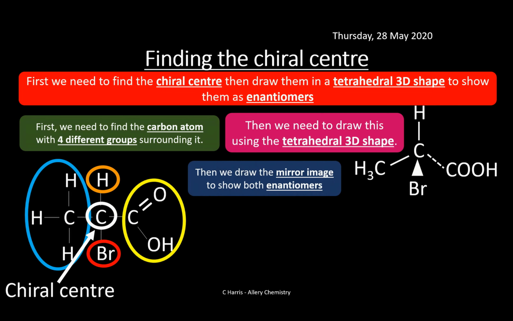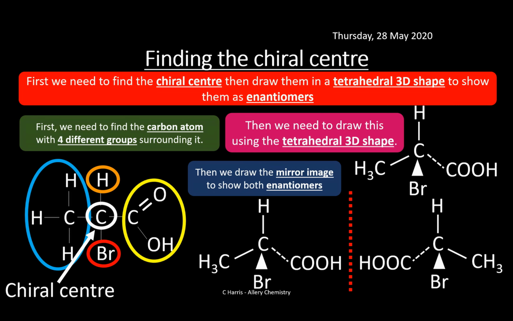We then draw our mirror image to show both of our enantiomers. We draw a mirror line down, and we draw the mirror images of both of them, and that's effectively how you show that these molecules are chiral. So the first thing is you find a chiral center, you draw your 3D shape, and then we draw them as enantiomers with a mirror line down the middle.